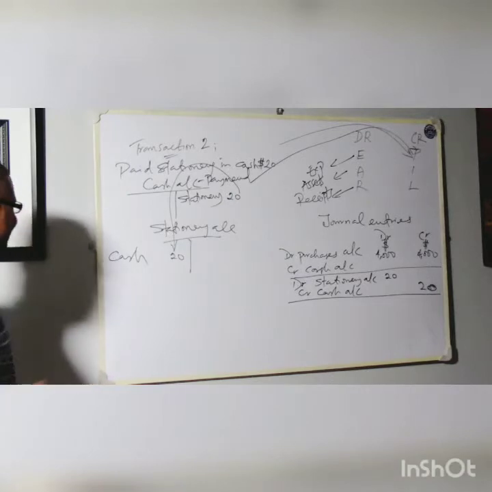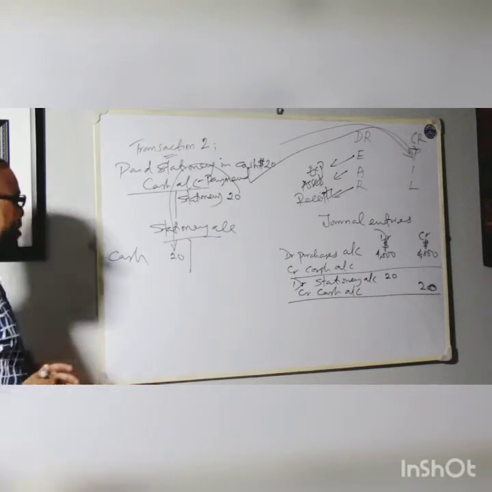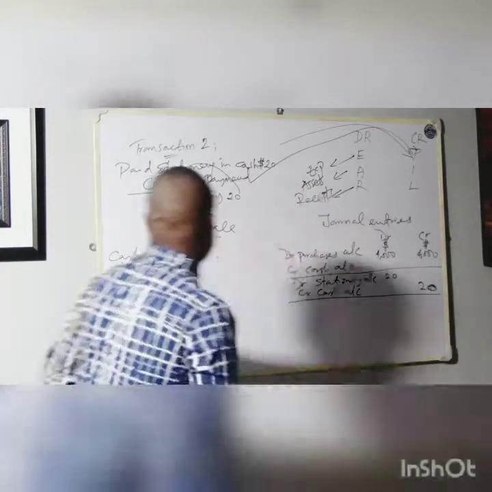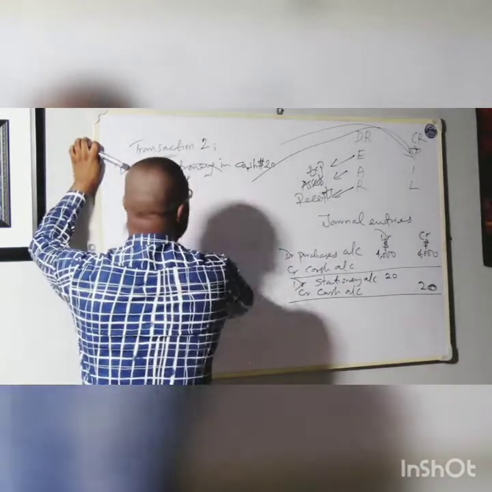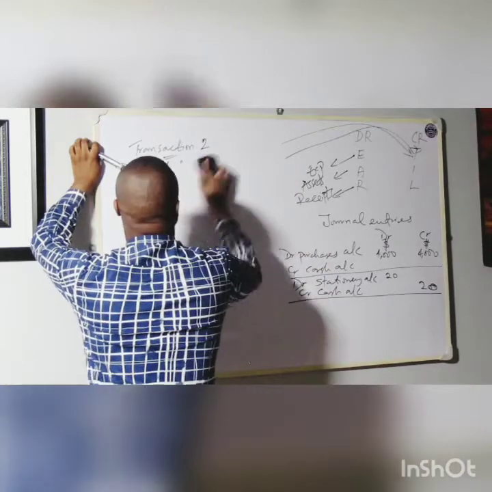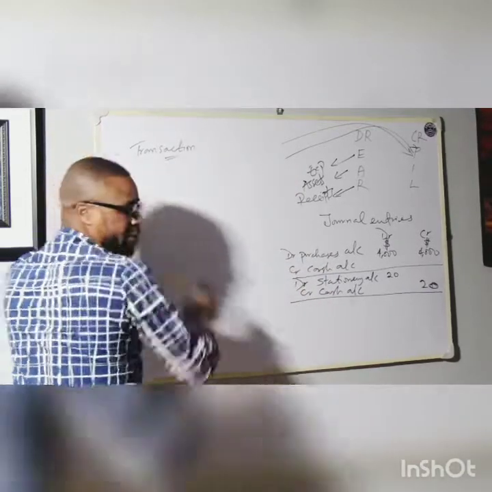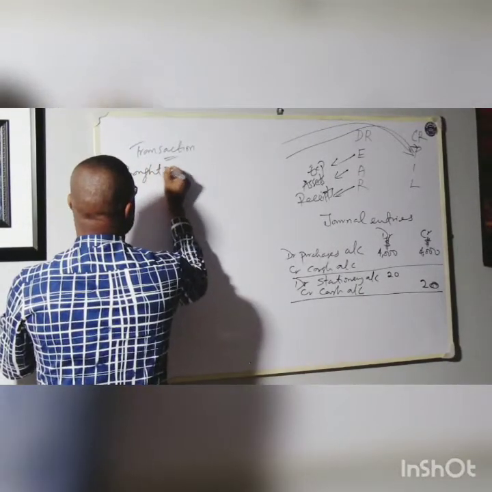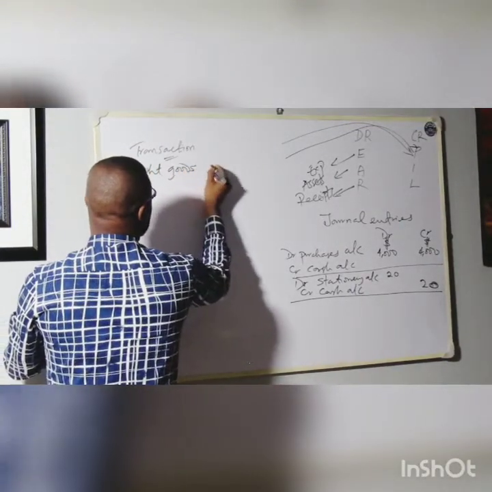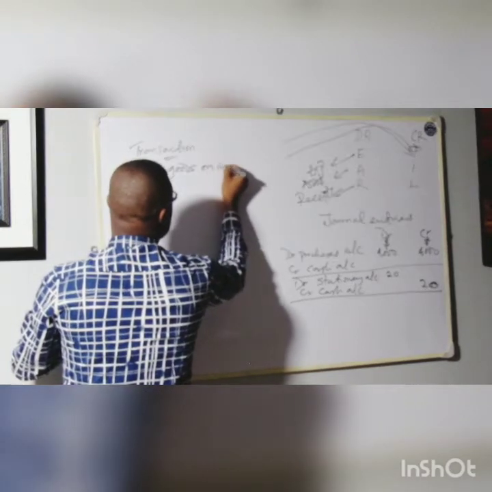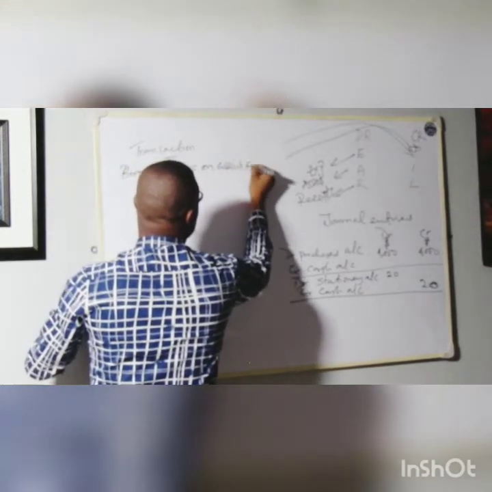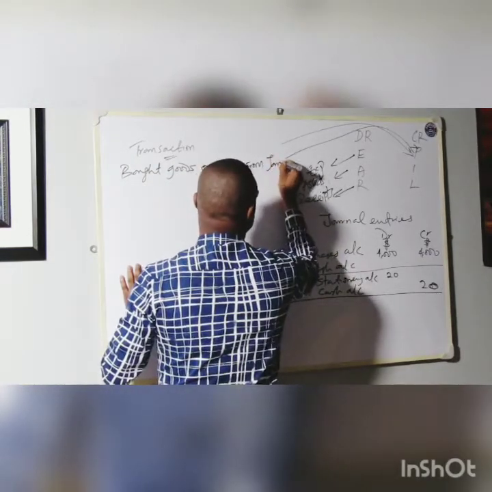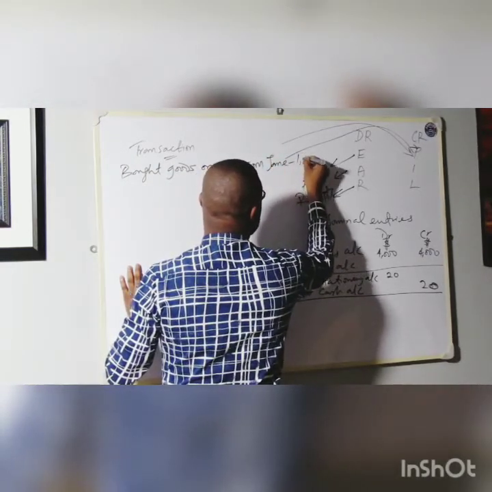Okay. So the next that we have on the line is transaction 3. Let's look at that. Transaction 3: bought goods on credit from Jane, $1,000.